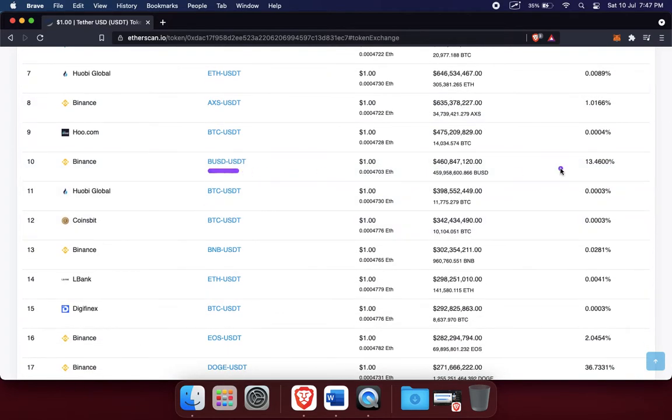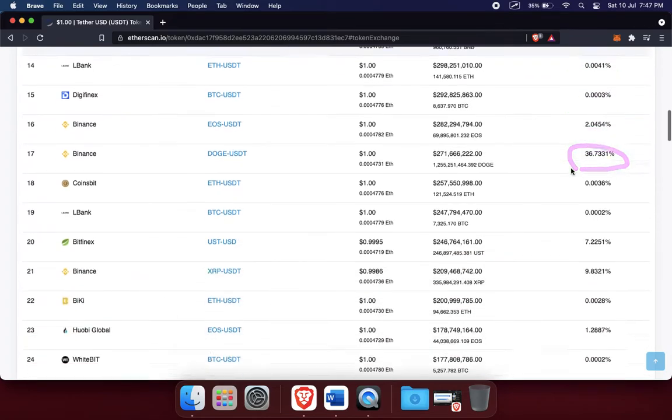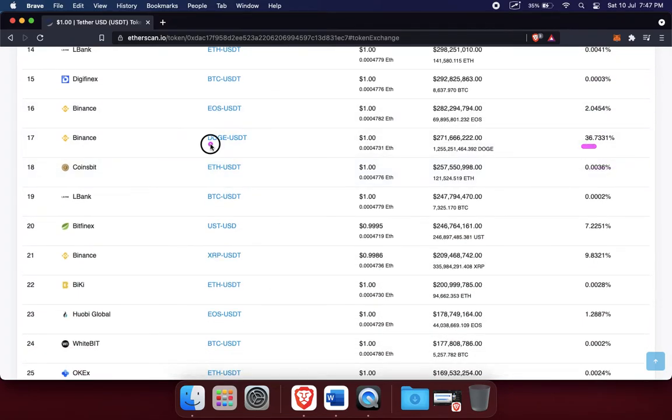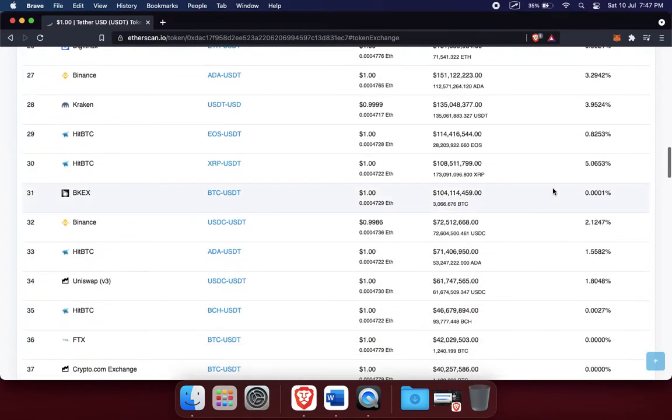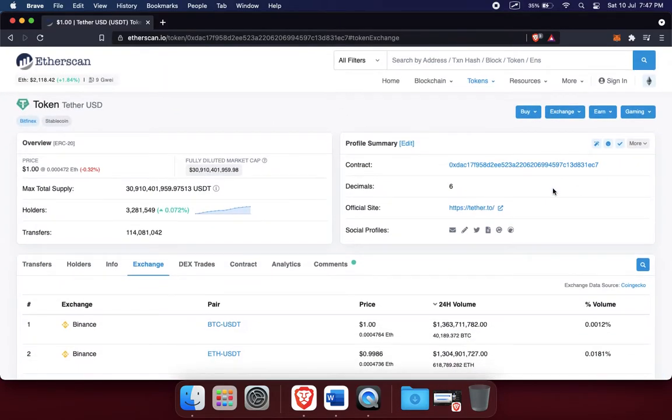Another popular one is BUSD USDT, right? BUSD is Binance's own stablecoin, and so that's a very popular stablecoin pair as well on Binance. It's accounting for a lot of volume for trade, and the rest are pretty small. 36% is pretty high. Doge USDT, okay, I have no comment there. Unfortunately, yeah, a lot of people trade Doge. That's fine, if you like it.